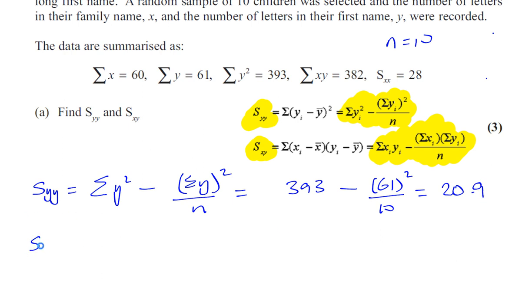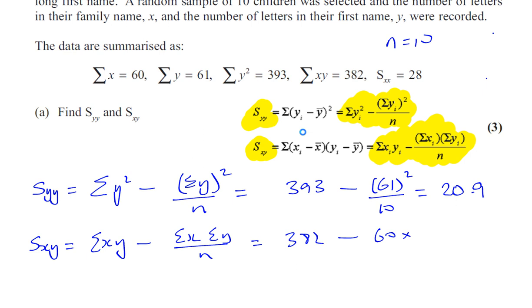And now we're going to find how x varies with y. That's equal to the sum of xy, which is given to us here, minus the sum of x times the sum of y, over n. So the sum of xy is given here as 382, minus the sum of x, which is 60, times the sum of y, which is 61, over 10. And that will tell us how x varies with y.